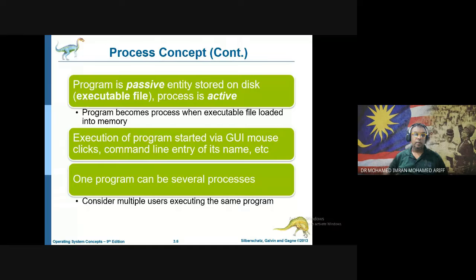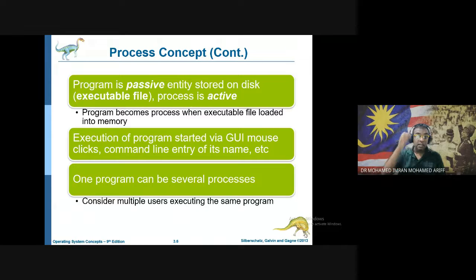Again, a program is a passive entity stored on a disk, an executable file. A .exe file, now that's a program. You double click on it, and that program becomes a process, and a process is an active entity. A program becomes a process when an executable file is loaded into memory. So once word.exe is loaded inside the RAM, that file or that program becomes a process.